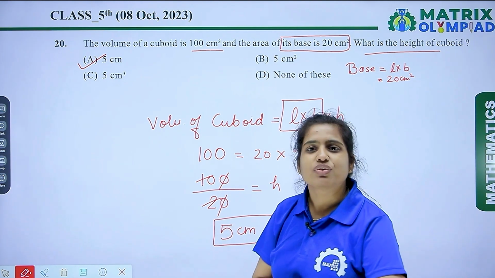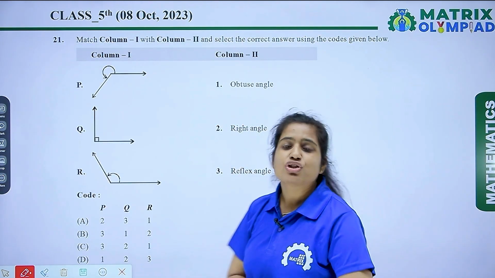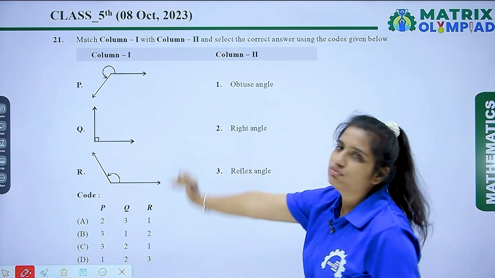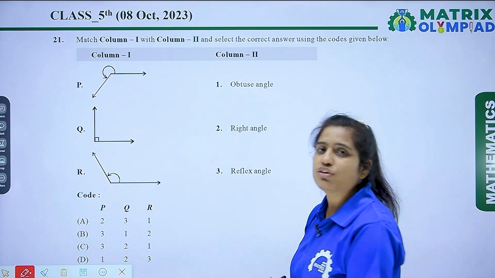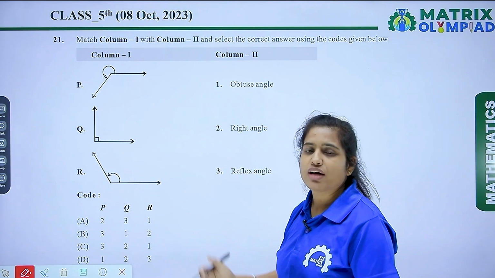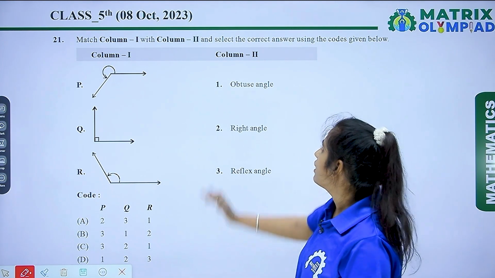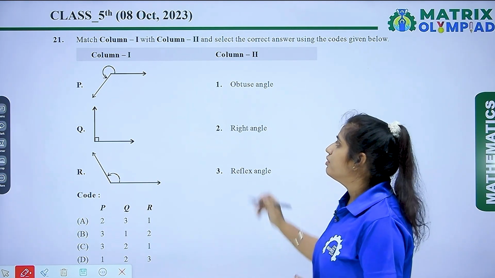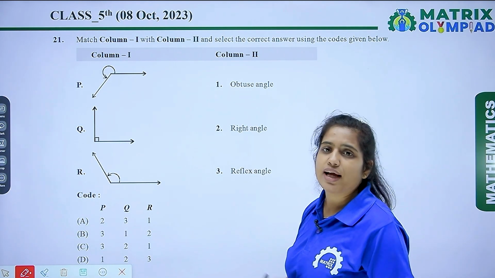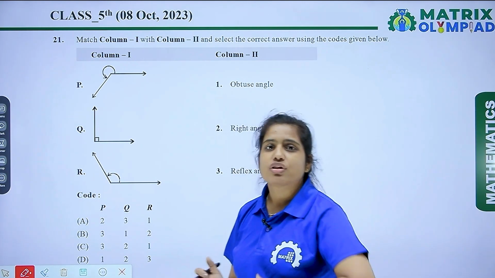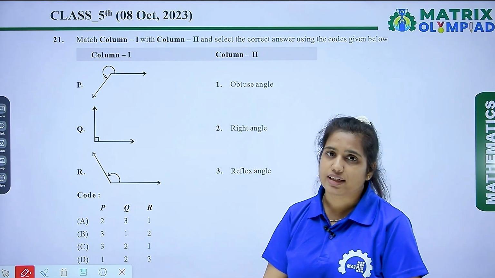Now let's move on to the next question. Now in question number 21, we have 2 columns, column 1 and column 2. We have to match the column. Now here in column 1 we can see that we have different types of angles, and in column 2 we can easily observe that here the names of the angles are written. We have to just match the correct figure with the correct name.